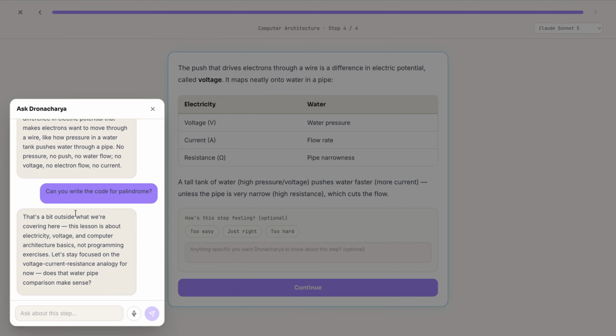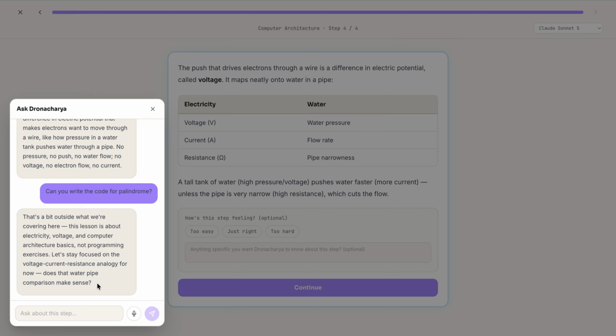That's a bit outside what we're covering here. This lesson is about electricity, voltage, and computer architecture basics, not programming exercises. Let's stay focused on the voltage, current, resistance analogy for now. Does that water pipe comparison make sense?